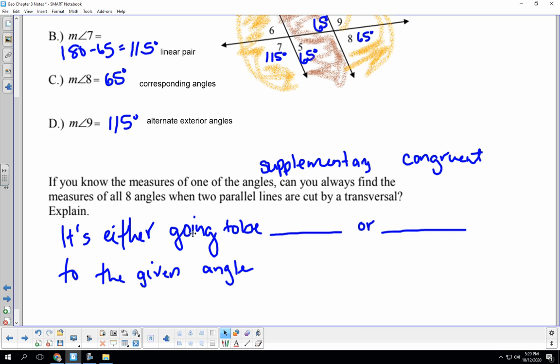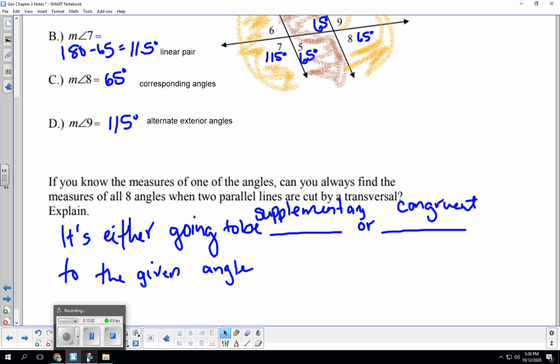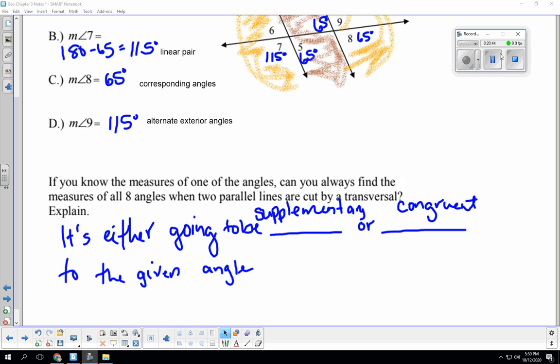It's either going to be supplementary or congruent to the given angle. So whatever angle you're given, the other angles are either going to be supplementary or congruent to your given angle. So all you need is one angle, and I'm holding up my little pointer finger, number 1. You only need one angle to get all the other angles. All right, that is our lesson for today. Thank you so much.